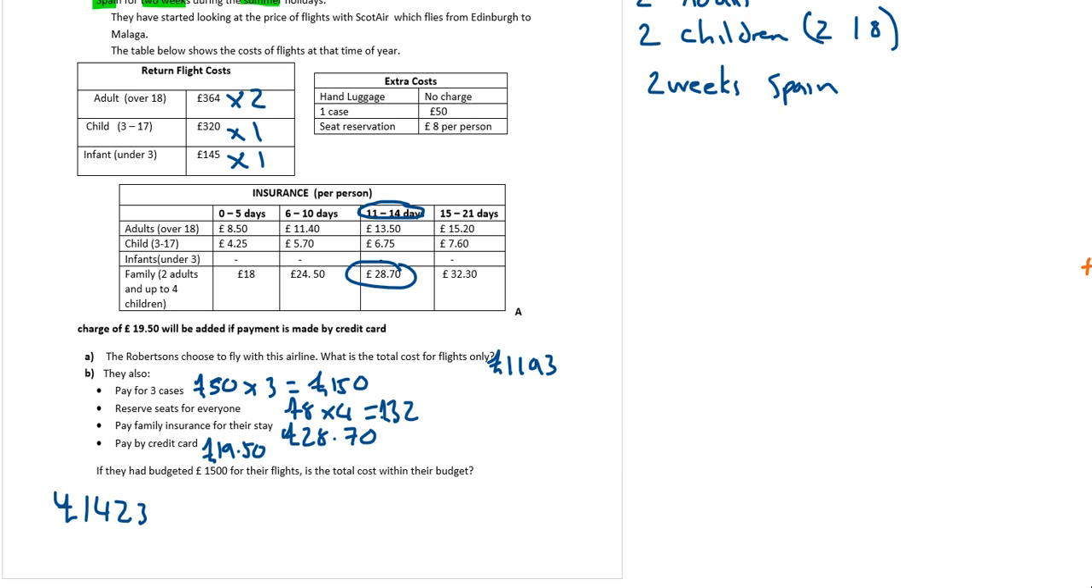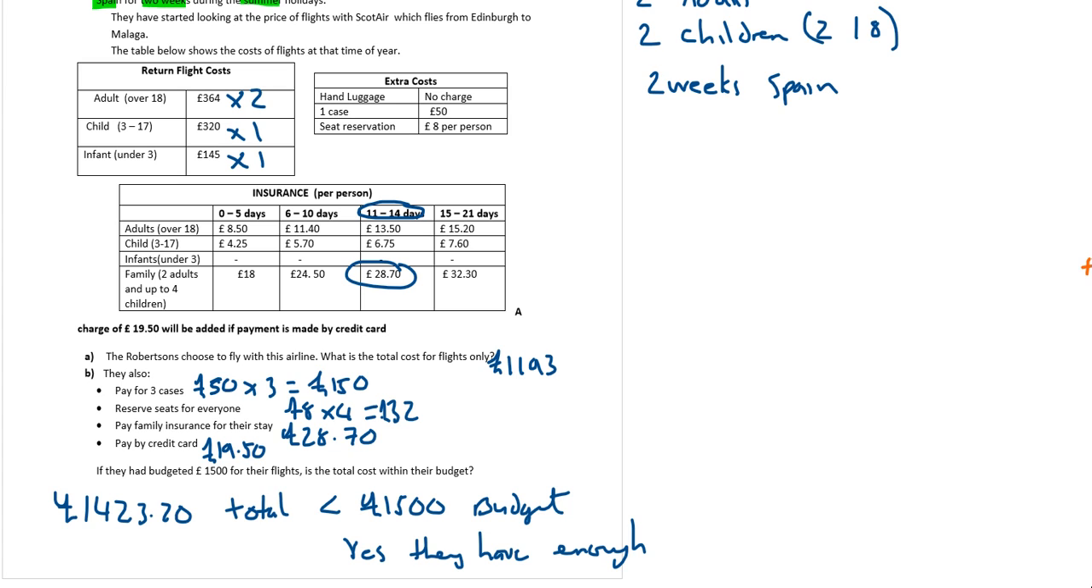So that's 1423.2 is the total, which is less than the 1,500 budget. So they are within. So yes, they have enough. So you want to numerically work out how much they've got, compare it to the budget with a less than or greater than symbol, and then say yes or no. So yes, they have enough, no, they don't have enough.